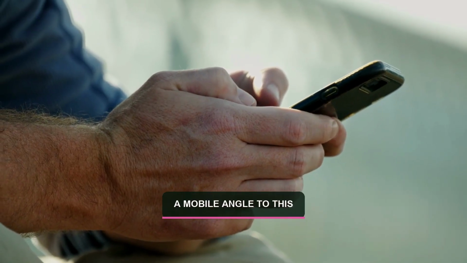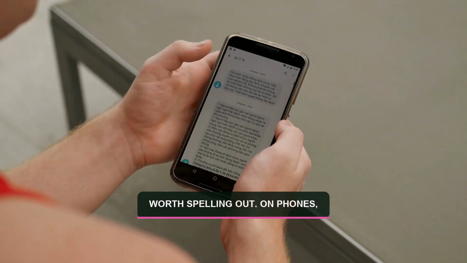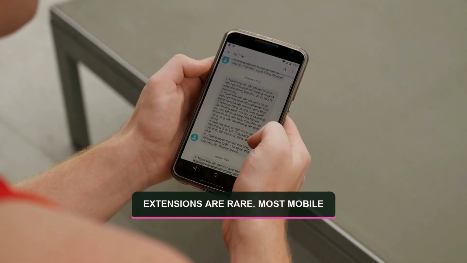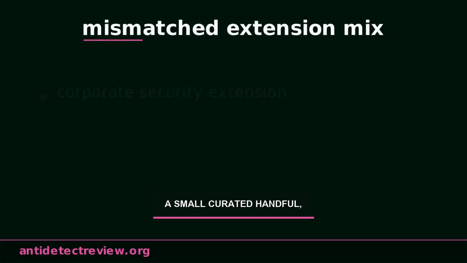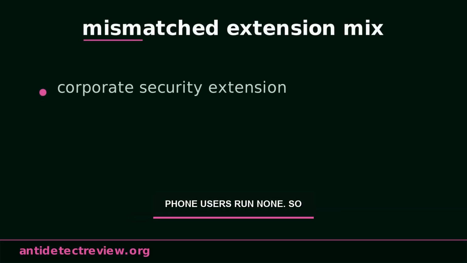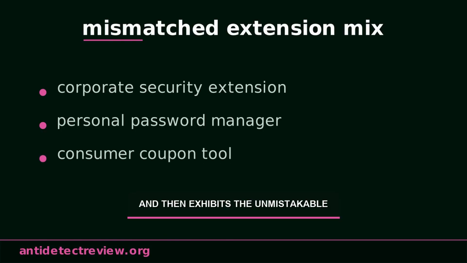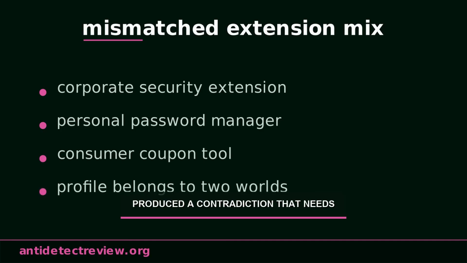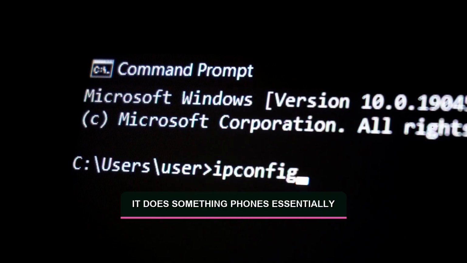There is a mobile angle to this that catches a particular kind of setup, and it is worth spelling out. On phones, extensions are rare. Most mobile browsers either do not support them at all or support a small curated handful, and the overwhelming majority of phone users run none. So a profile that claims to be a phone through everything else, the user agent, the screen dimensions, the touch capability, and then exhibits the unmistakable behavior of a desktop ad blocker rewriting the page, has produced a contradiction that needs no clever analysis to spot. It says phone, and then it does something phones essentially never do.